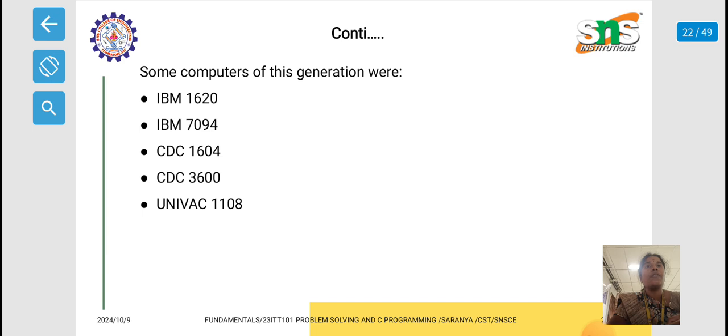Some computers in this generation were IBM 1620, IBM 7094, CDC 1604, CDC 3600, UNIVAC 1108.